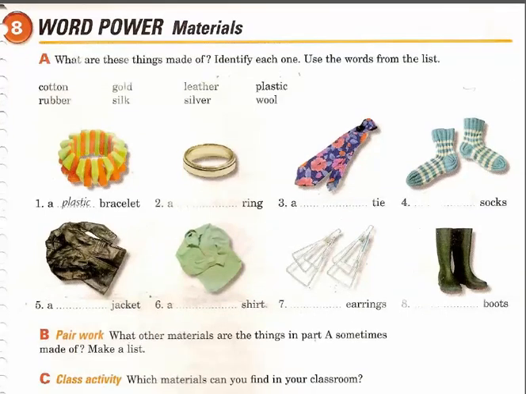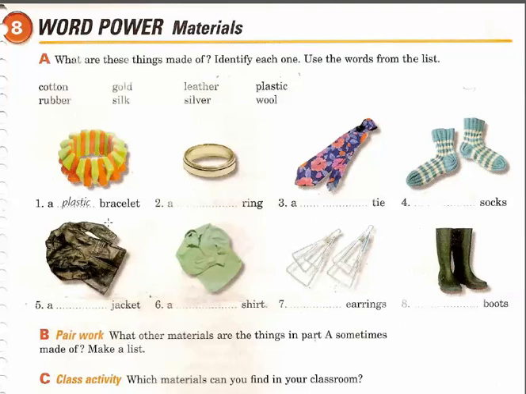Now, the second part of our session, we will talk about the materials of the items we want to buy. Okay, cotton, rubber, gold, silk, leather, silver, plastic, and wool. Again, cotton, rubber, gold, silk, leather, silver, plastic, and wool.